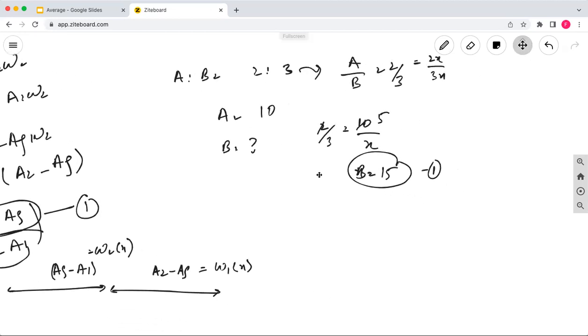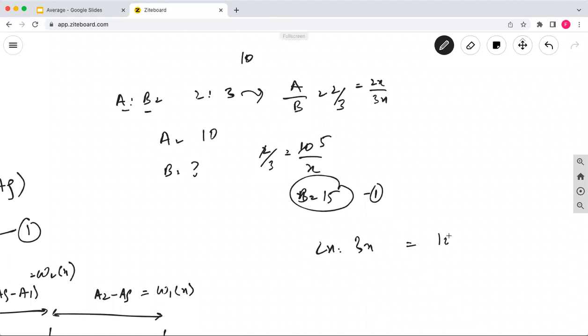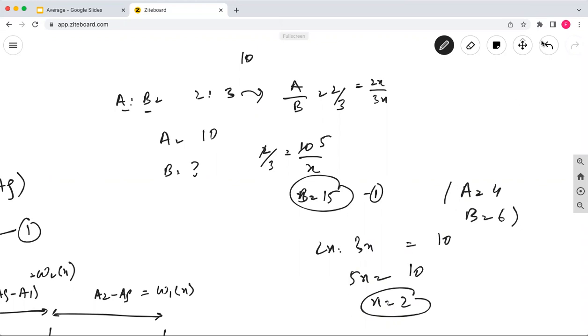The other thing is, if you know the total value, you can find the multiple. For example, if you know that A ratio B is 2:3 and the overall value is 10, what is the value of A now? 4. Yeah, this is 2x ratio 3x and the overall value is 10. So you can write this as 5x is equal to 10, x is equal to 2. So the value for A is 4 and the value for B is 6. This is the actual concept we are using here.